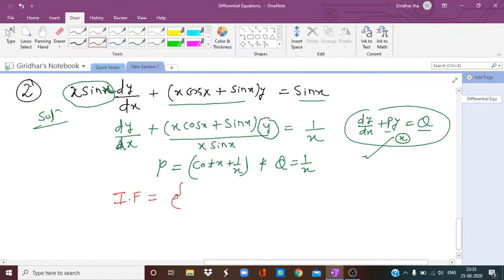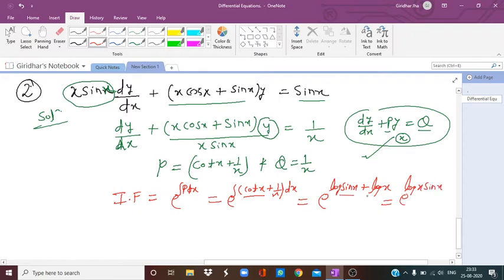Integrating factor in this form we know e to the power integral p dx. So e to the power integral cot x plus 1 by x into dx. अब इंटीग्रेट कर लें कि पावर के ऊपर सबको. cot x का इंटीग्रेशन हो जाएगा डियर log sin x, फाइन, प्लस 1 by x का इंटीग्रेशन हो जाएगा log x. तो इस टोटल को आप e to the power log x sin x भी लिख सकते हो, since log m plus log n is log m into n. And all of you know e to the power log x is x.